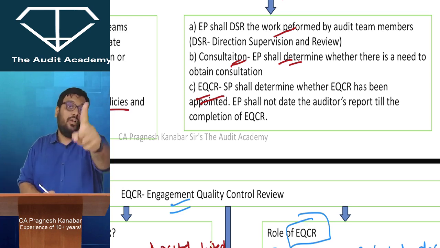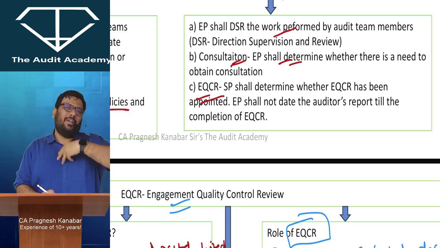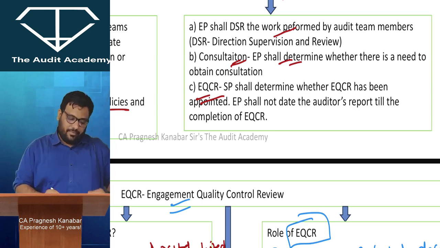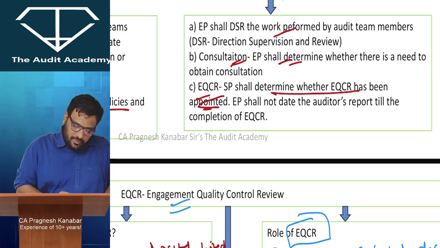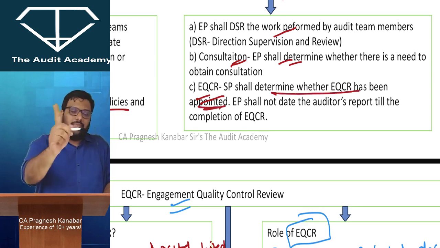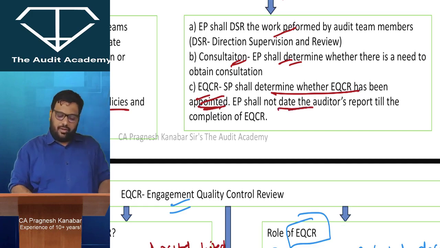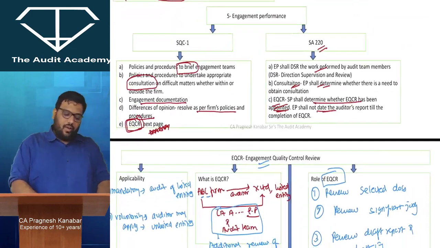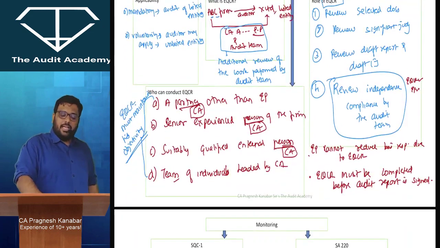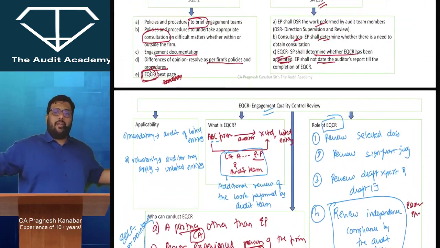Let me tell you, if I forget to appoint the engagement quality control reviewer, you will remind me. All right. Determine whether EQCR has been appointed, and till the time EQCR is not completed, you cannot date the auditor's report. I hope I have made myself very, very clear. Yes, sir.